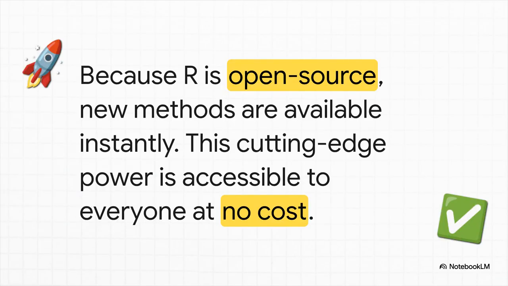You see, the first 2 advantages are totally linked. Because R is open source, the brilliant people who are inventing the latest, greatest statistical methods can just share them immediately as a new R package. You don't have to wait around for some big company to push an update a year later. You get the latest and greatest stuff, like right away. And all of this power is available to literally everyone, from a student in their dorm room to a data scientist at Google, for free.